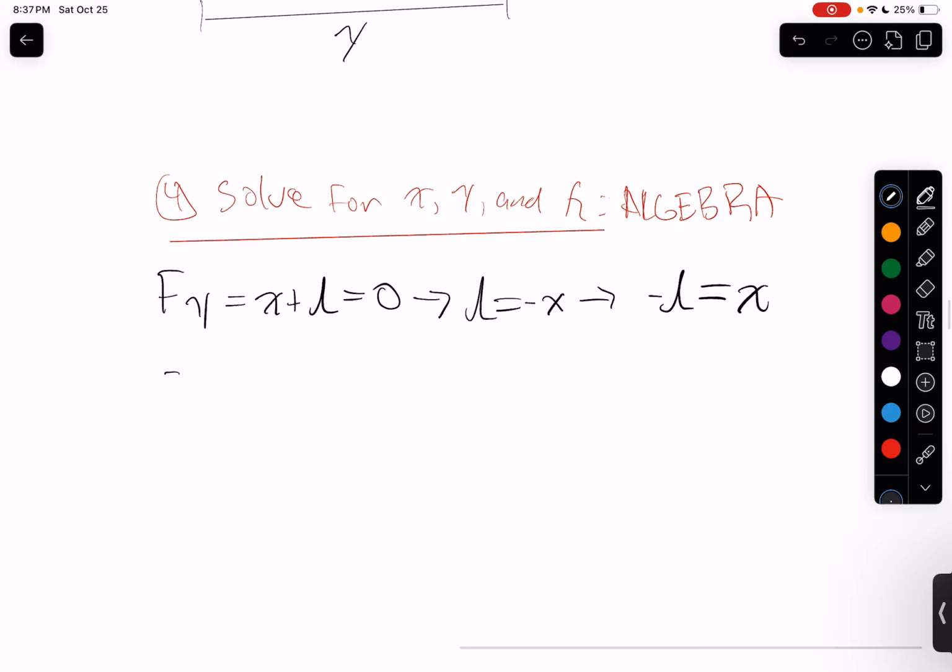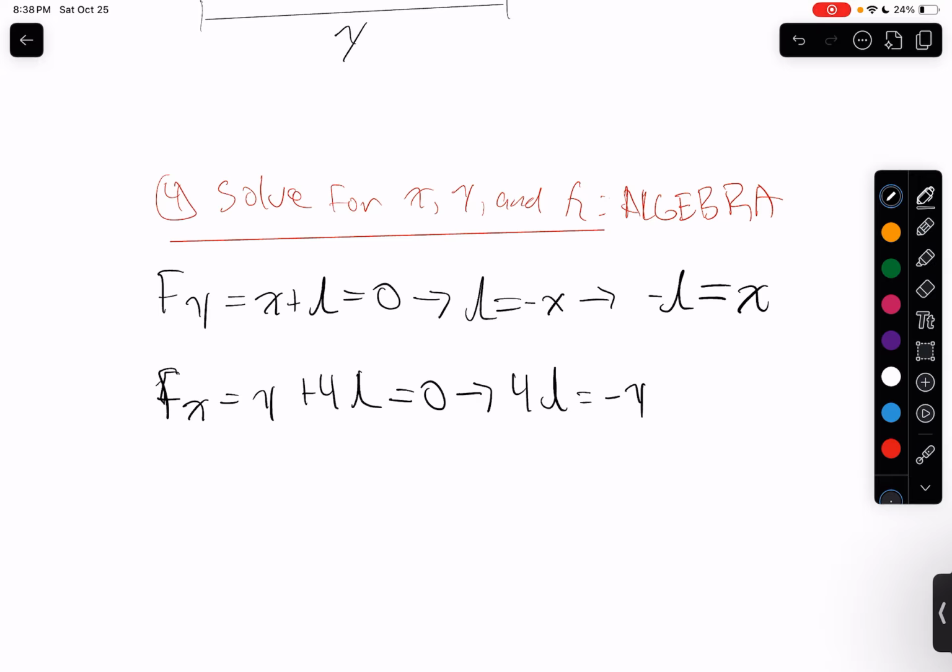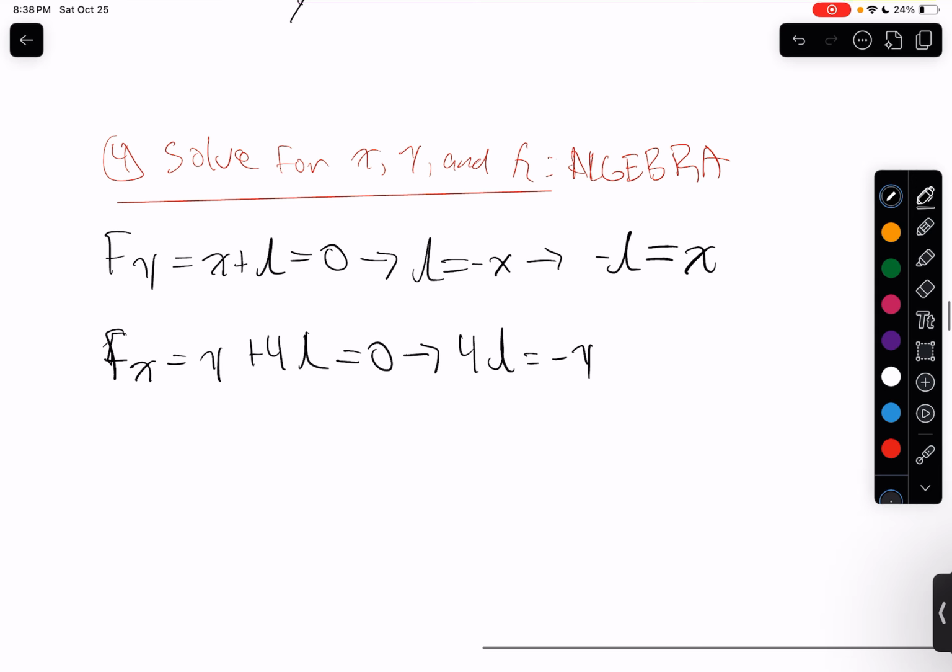Next, we're going to take capital F x. We're going to equate that to y plus 4 lambda. We're going to make this equal to 0. All right. So now 4 lambda equals negative y. We're going to divide by the negative 1, just like we did in the problem above, so that we can get y by itself. So we're going to have negative 4 lambda equals y.